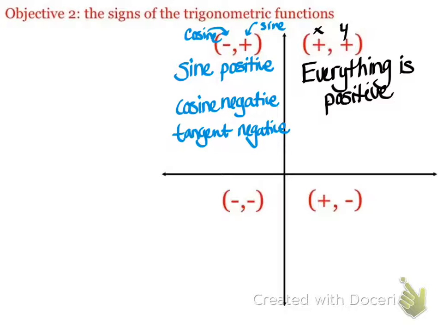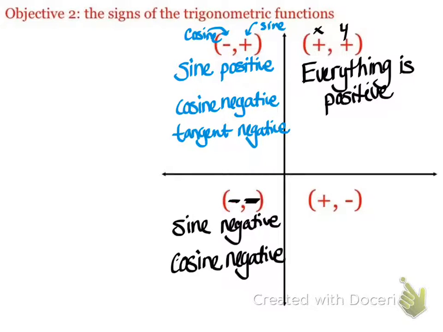Now how about quadrant 3? Quadrant 3, again, sine is negative because we're in the negative region for y. Y is negative, so sine is negative. Same for cosine. X is negative, so cosine is negative. Now what about tangent? In this case, tangent is positive. Again, it's because of the slope. If I draw that line where that angle would land, it would be a positive slope. Or I could think of it as a negative divided by a negative is a positive.